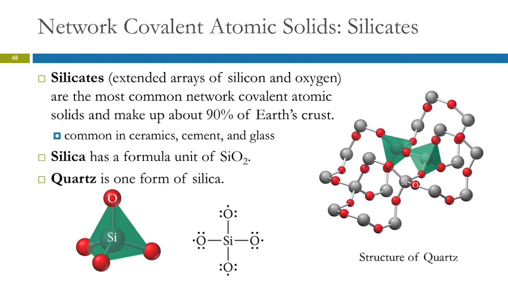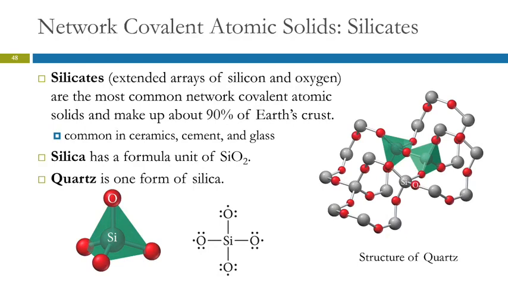Another covalent atomic solid, a group of them actually: silicates. Silicates contain silicon and oxygen. So this isn't an element, it's a compound. But it's an atomic solid because the individual pieces are atoms that are covalently bonded to each other. They're just not all the same atom. A molecular solid would have individual molecules that are held together by intermolecular forces. This is all held together by covalent bonds.